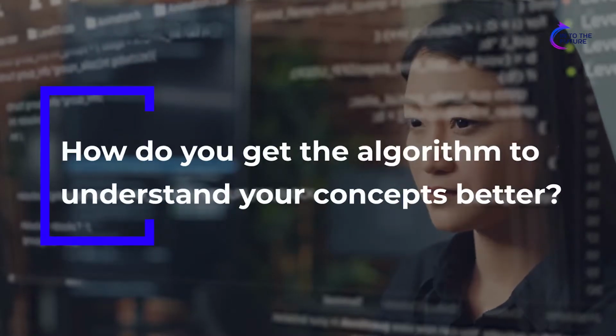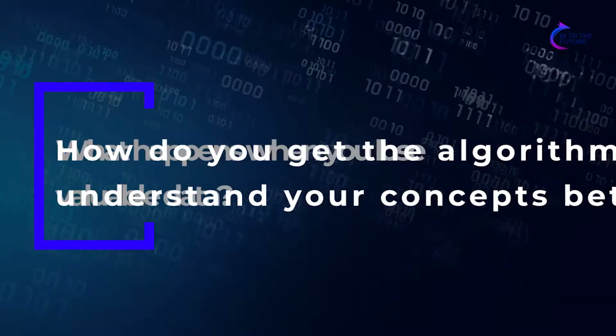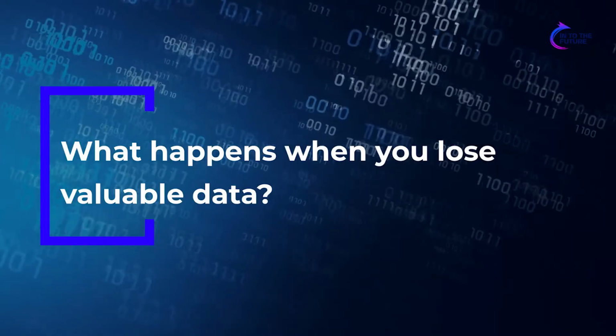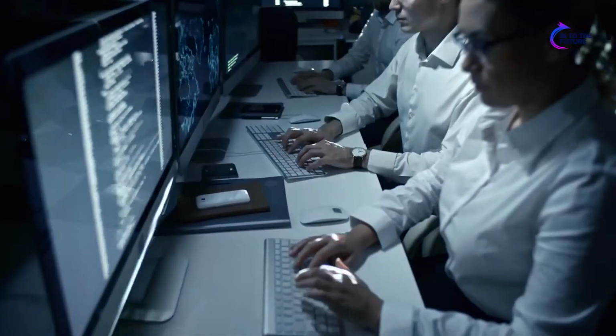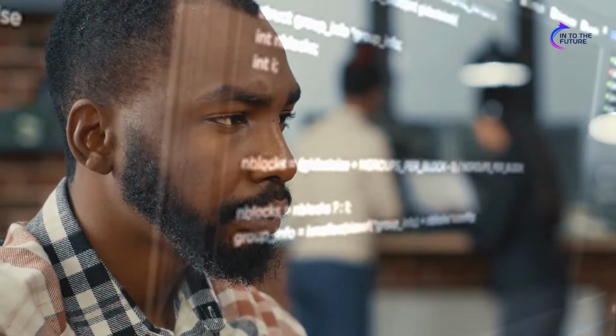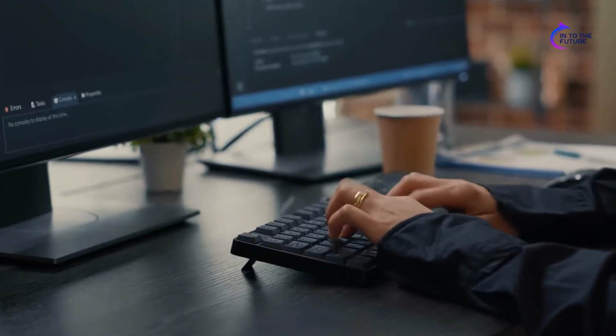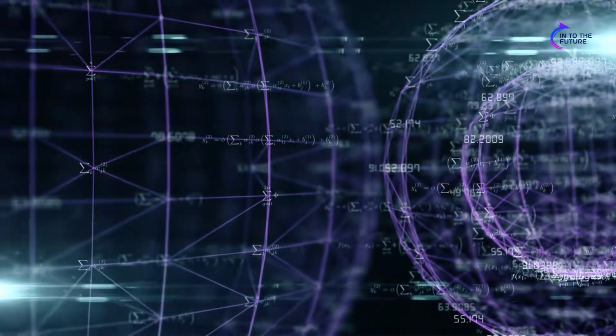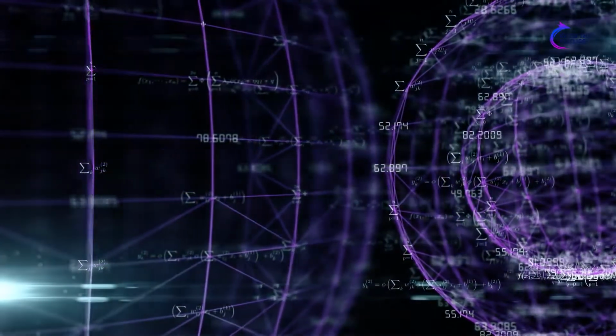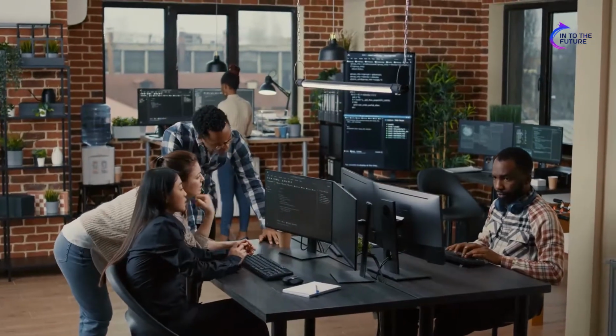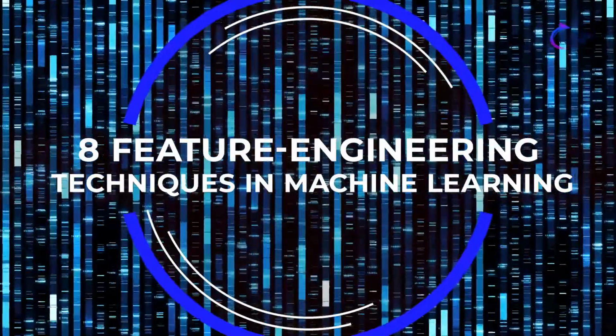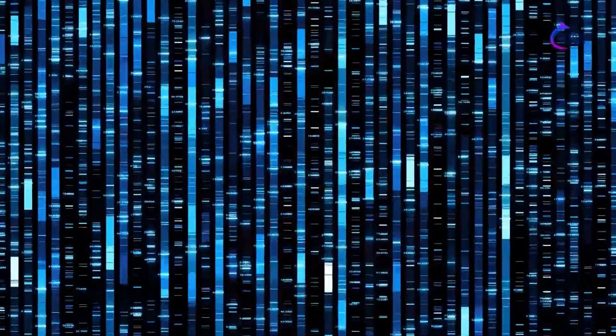How do you get the algorithm to understand your concepts better? What happens when you lose valuable data? Feature engineering means transforming data into forms that relate properly with your underlying target learning. When correctly executed, feature engineering improves the performance of your machine learning models. In today's video, we will be discussing 8 feature engineering techniques in machine learning.